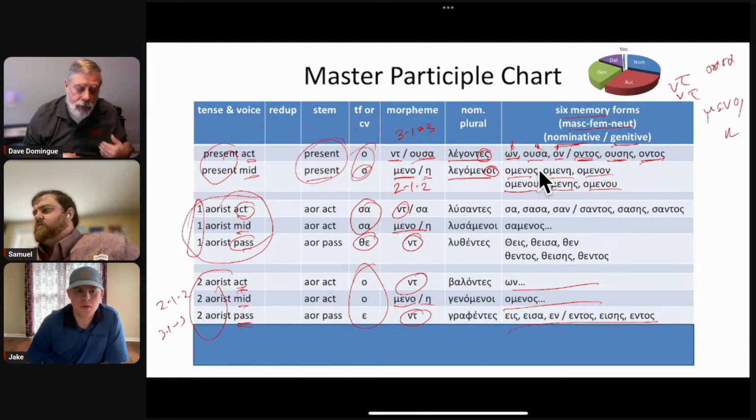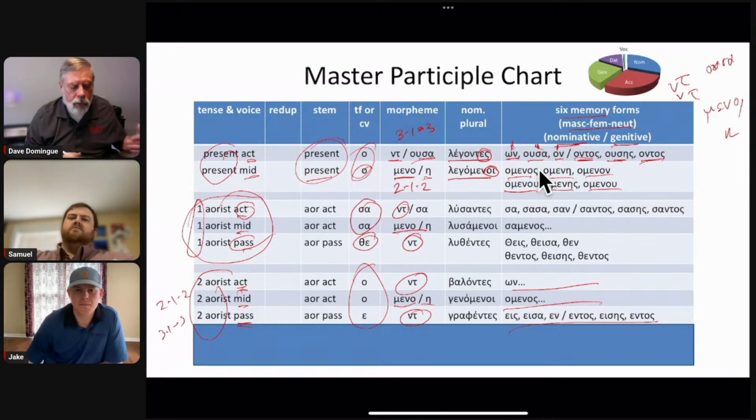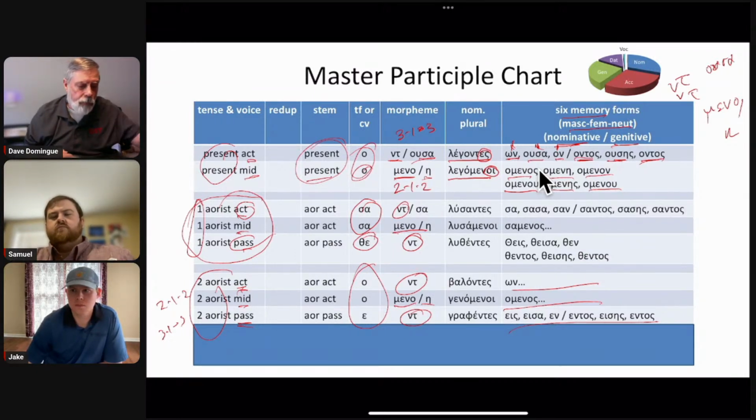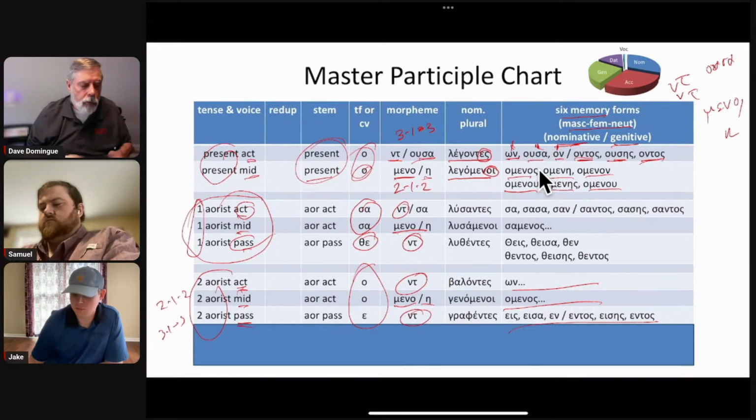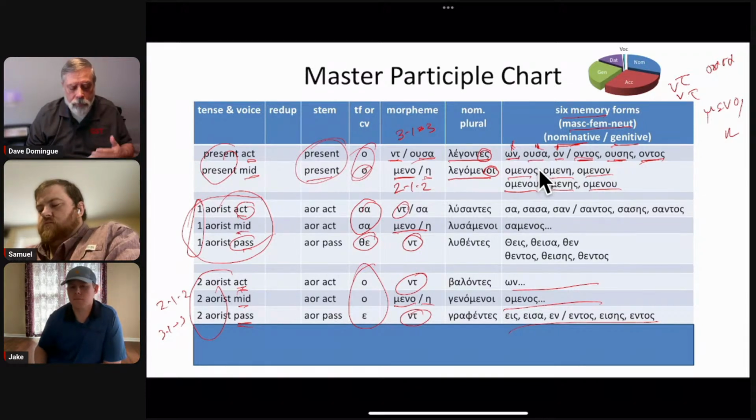Second aorist is pretty much the same thing, except you don't have the tense formative. Instead, you have the nu tau for all active voices and for the passive voice. In the middle, you use a 3-1-3 pattern for the case endings, and you'll have the mene, mena, mene participle morpheme for the middle. So you'll be able to differentiate that.